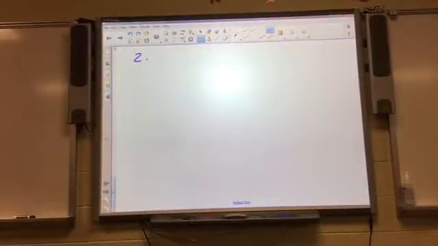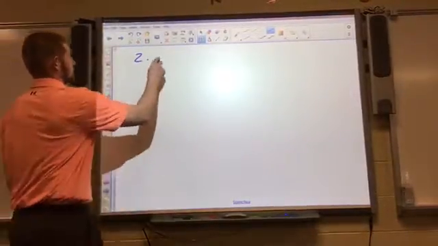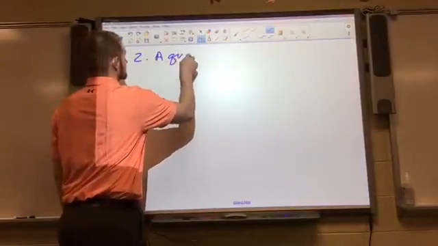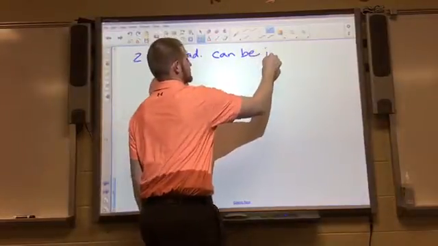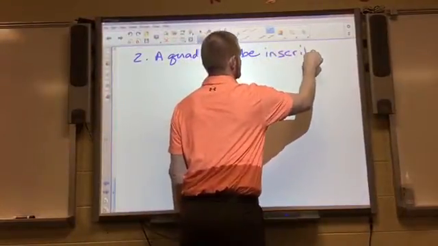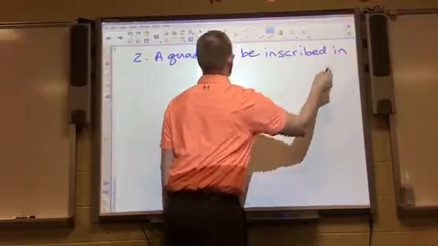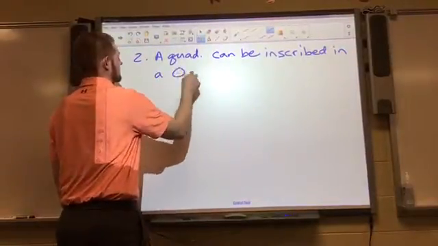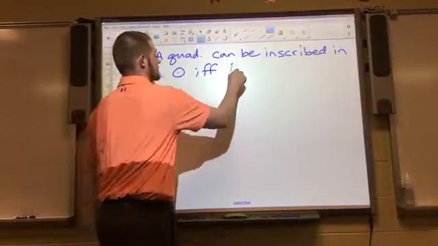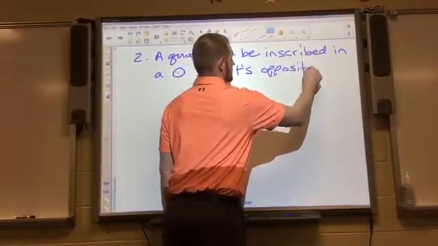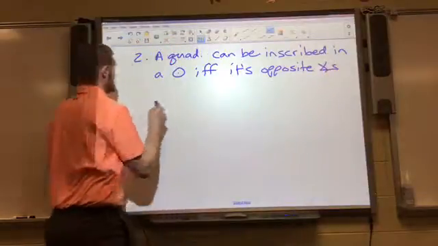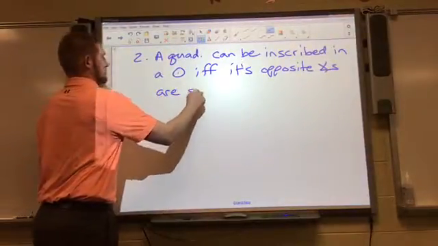Theorem number 2. A quadrilateral can be inscribed in a circle if and only if its opposite angles are supplementary. A quadrilateral can be inscribed in a circle if and only if its opposite angles are supplementary.